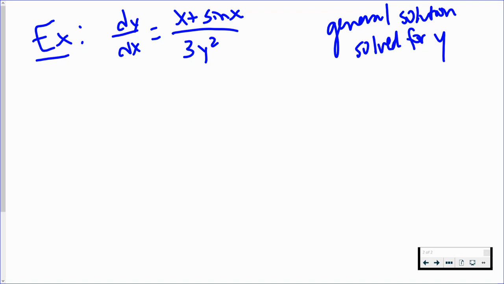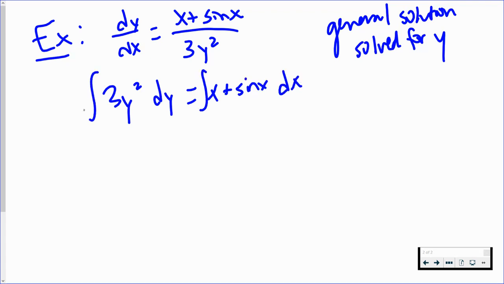But we're going to start the same way. We need to separate and then integrate. So if we move 3y squared over with the dy, multiply by dx, and then we have x plus sine of x dx. Now we have these separated, so we can take the integrals. Integral of 3y squared dy is going to be y cubed. Integral of x plus sine of x dx gives us x squared over 2, oops, almost put a plus there, oh dear, x squared over 2 minus cosine of x plus c.